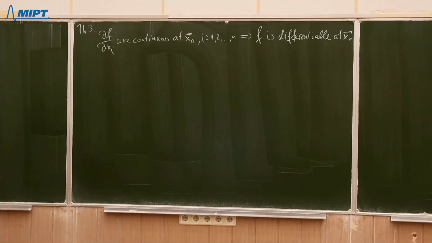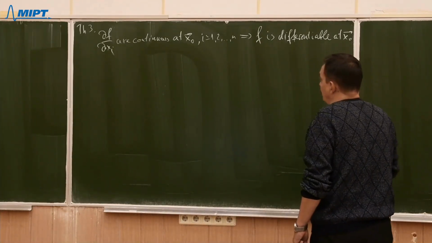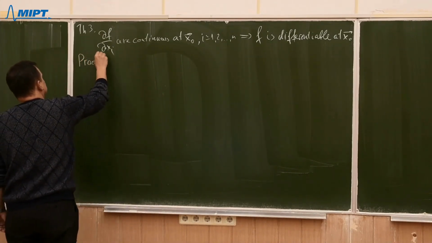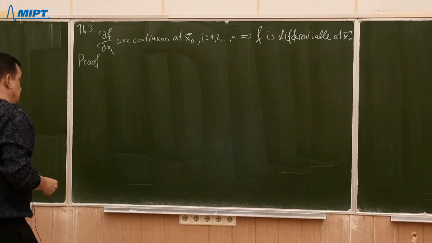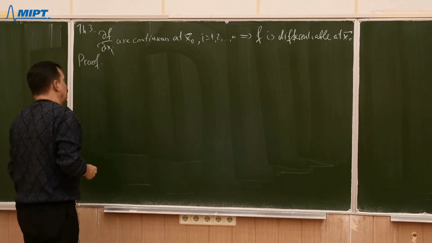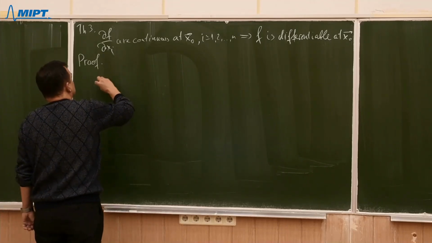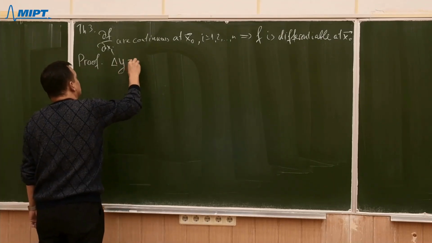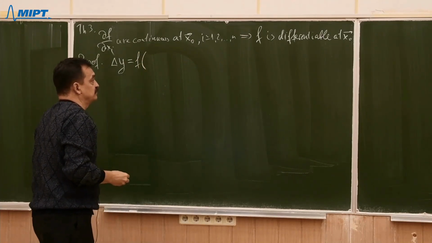And now the proof. So we want to prove differentiability. Let me recall what it means, the function is differentiable. We need to consider the increment of the function. That is, now let me write it in details.